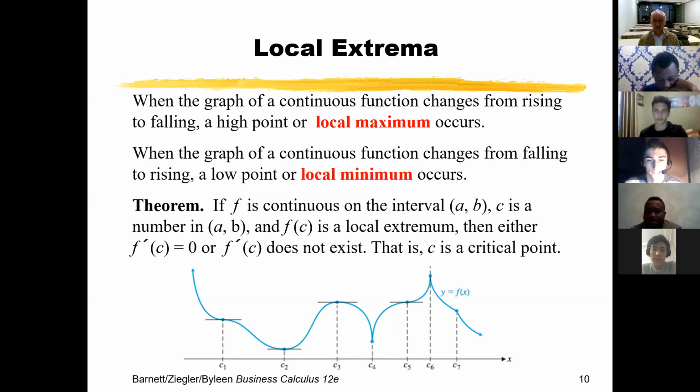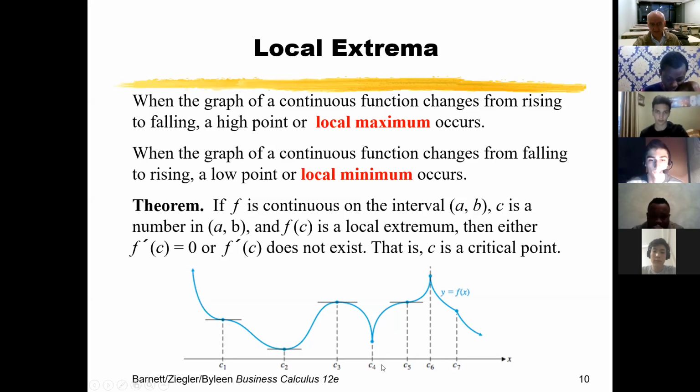And now, pay attention. At this point, C1, the derivative is zero, but here we have neither a local maximum nor a local minimum. Why? Because from the left side the function is decreasing, and from the right side it is also decreasing. In this case we have a critical point because the derivative is equal to zero, but at this point we have neither maximum nor minimum.